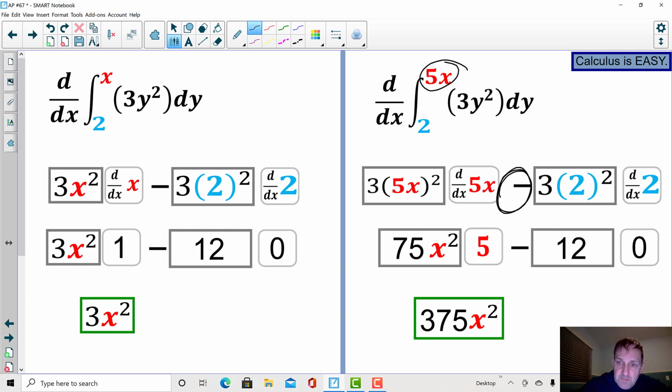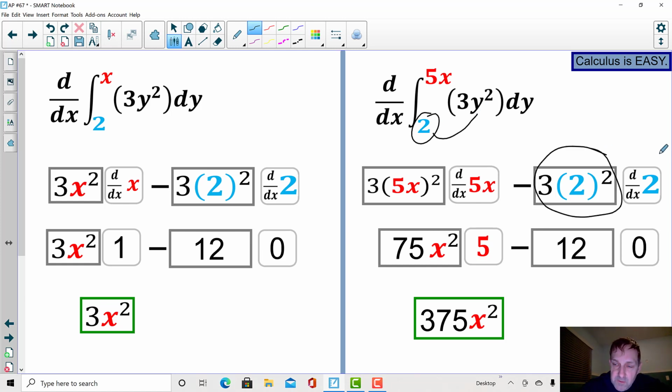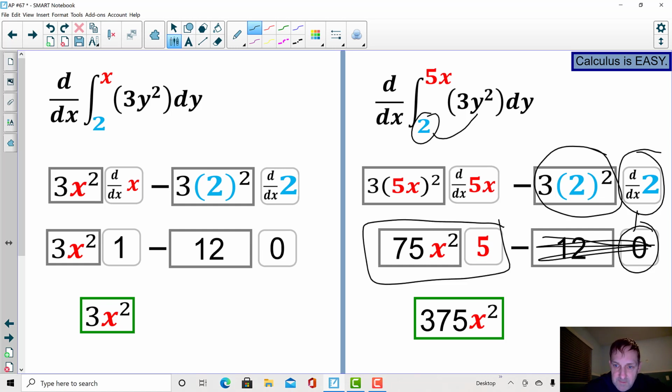So I evaluated at 5x. Then I'm going to do minus. And now I'm going to evaluate it at 2. So we got to plug in the 2. That'll give us this piece here. And then we need to do the derivative of 2. The derivative of a constant is 0, so this piece is just going to cancel. Final answer is 375x squared.